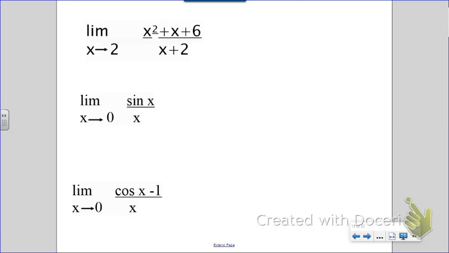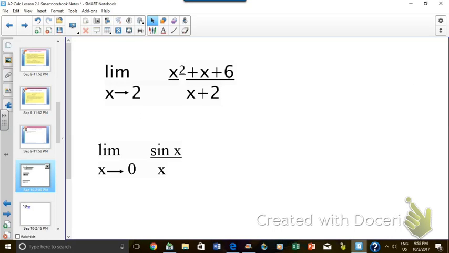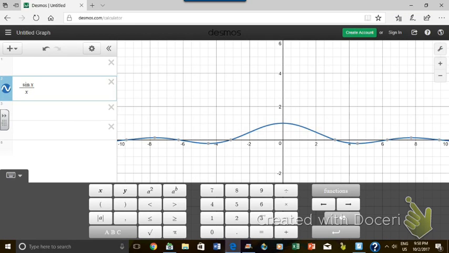The limit as x approaches 0 of sine of x over x. We know that if we plug in x, we'd get an undefined denominator. So if we take a look at a graph of the function, here's what it will look like.